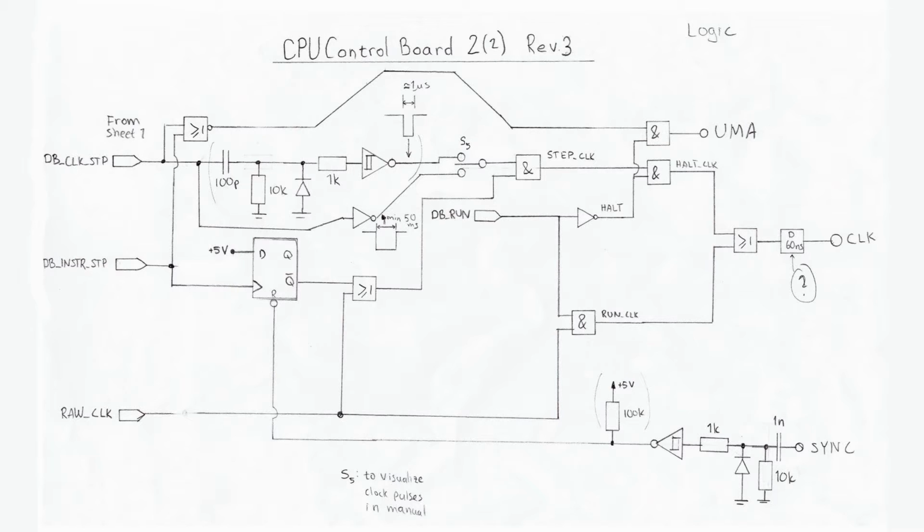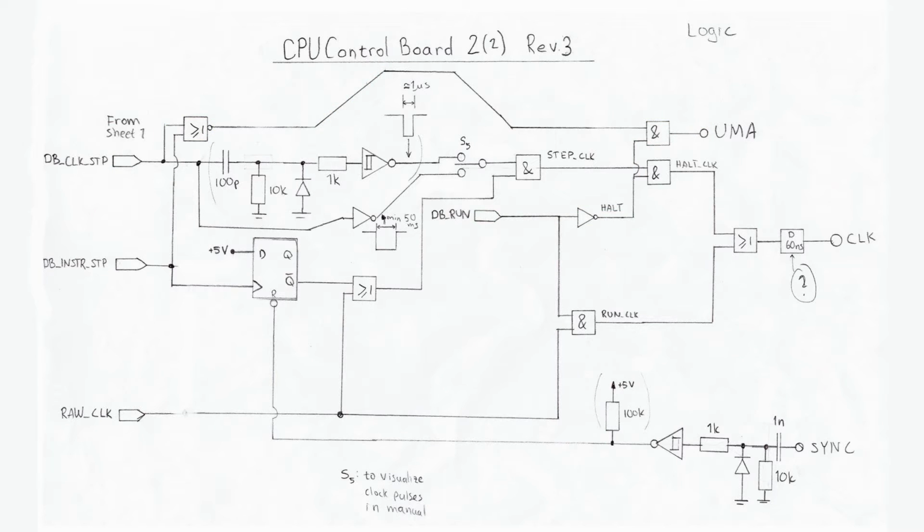Here I am a little bit inconsistent with the naming. What is known as the DMA on the main board is here referred to as UMA, User Memory Access. I really can't make up my mind on which name is better, but they are referring to the same thing anyhow. Remember that I said that a DMA signal has to be disabled whenever the clock ticks in halt mode? This is the logic that takes care of that. UMA is only high when in halt mode and when neither the clock nor the instruction buttons are pressed.